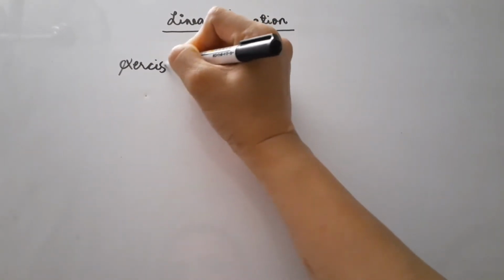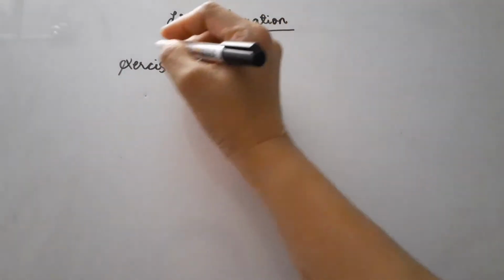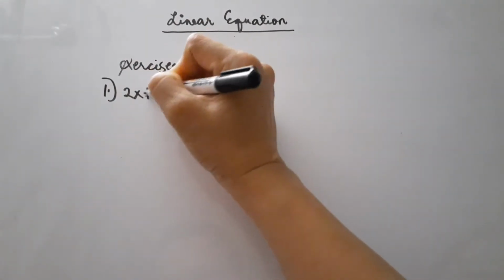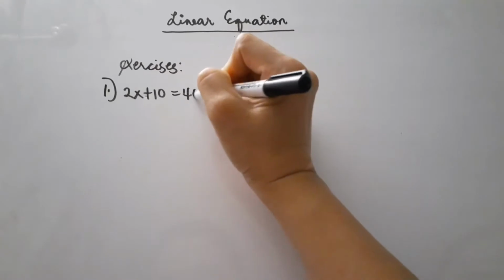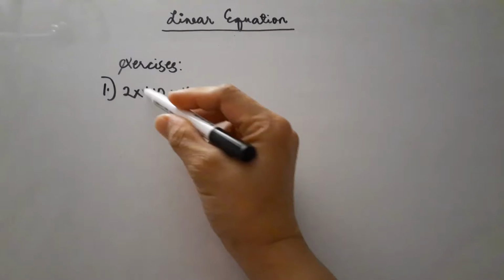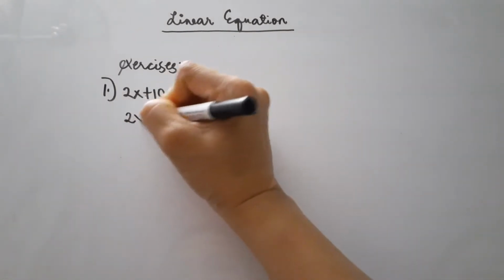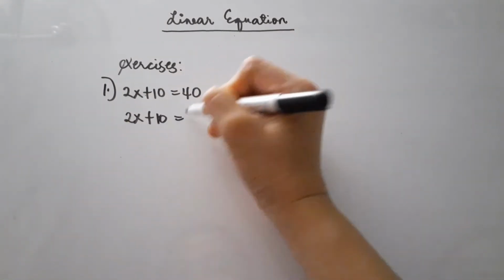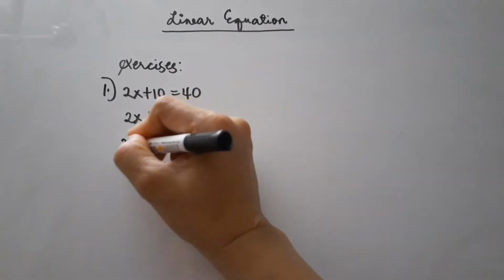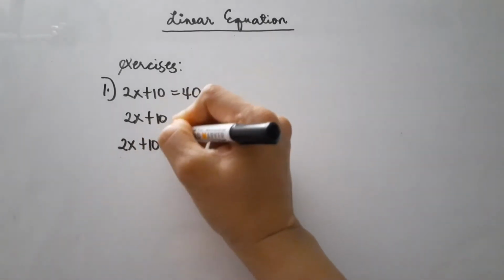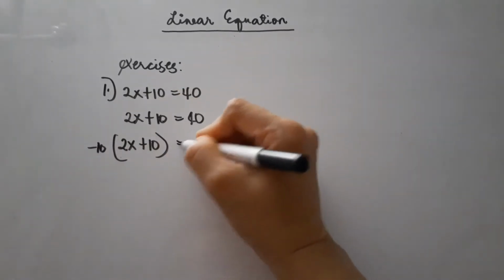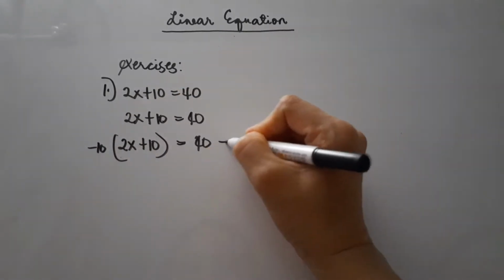Then I gave you all the ways of solving linear equations. Let's do an exercise. For example, number 1, we have 2x plus 10 is equal to 40. Since we want to find the value of x, we isolate x by adding both sides by negative 10. So we have 2x plus 10 is equal to 40. We add both sides by negative 10, so 40 and negative 10.